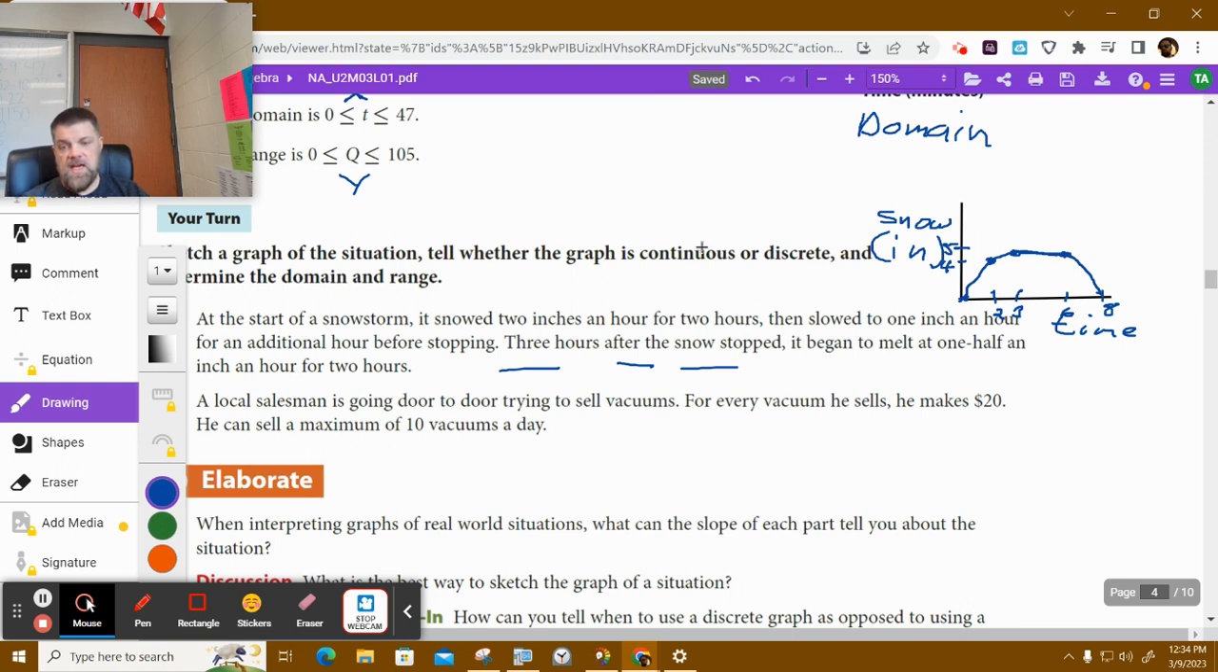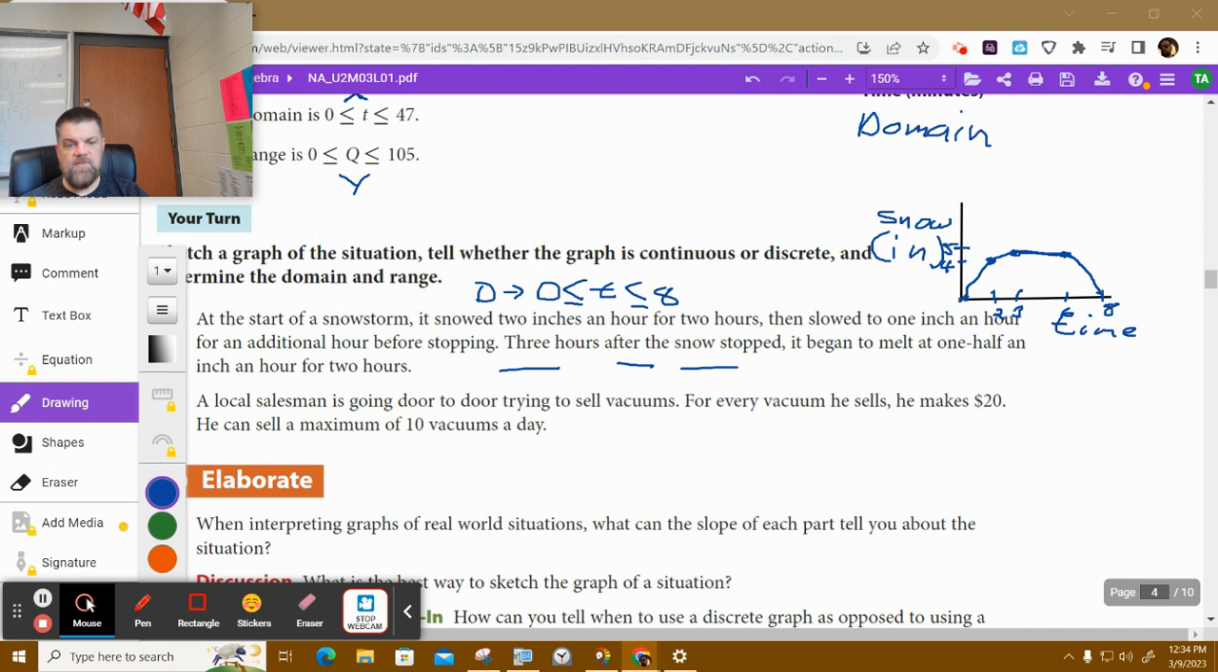So then my domain for this first one, the domain is time, and it looks like it went from 0 to 8, I think. I think we can include the 8. And I'm just double checking and thinking if I've missed anything. So let's reread this one more time. It says that the start of the snowstorm, it snowed 2 inches an hour for 2 hours, which would put us at 4 inches. Then it slowed to 1 inch an hour for an additional hour. That would add another inch, which is 5 inches.